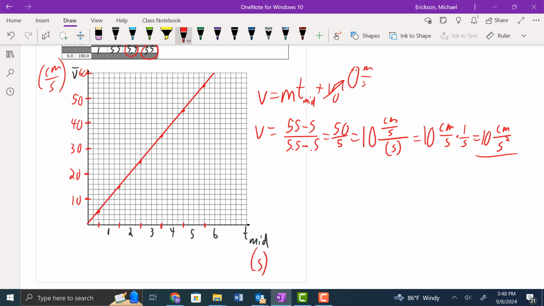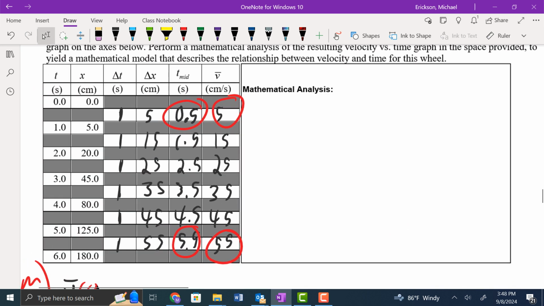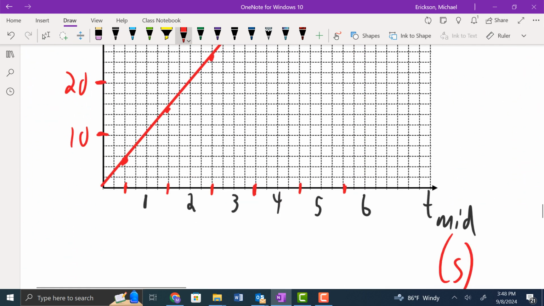How accurate is that? Well, let me compare it to this. So I'm going to look at my data. For every second that passes, how much does my velocity increase by? So 1 second, 10. 1 second, I increase by 10 centimeters per second again. And if I keep following this logic down, that seems to be the case. By the end, and by the end I mean 5.5 seconds, I'm at 55 centimeters per second.